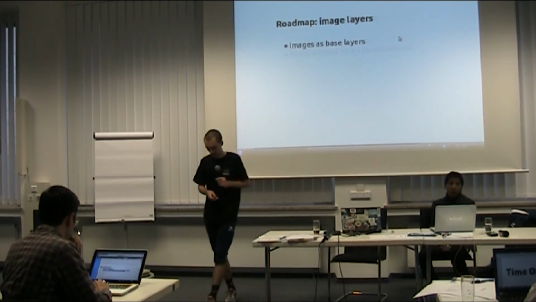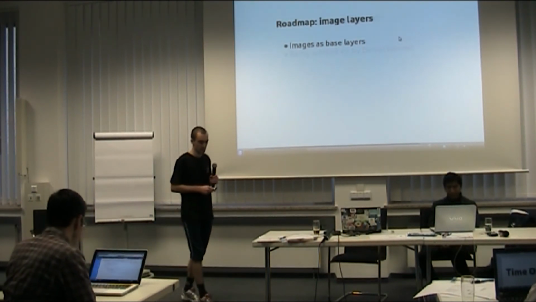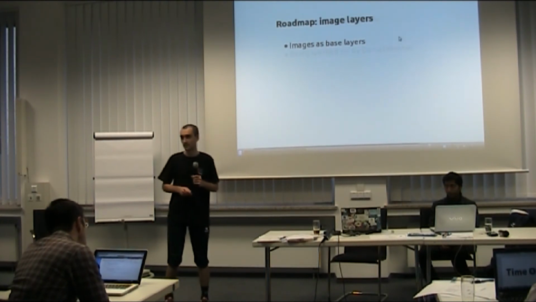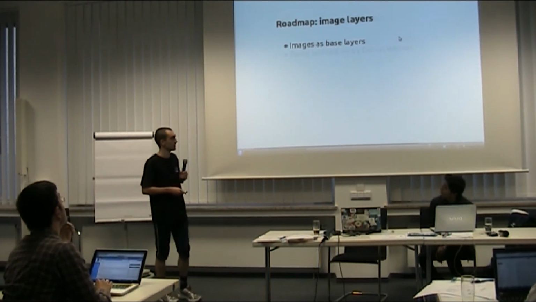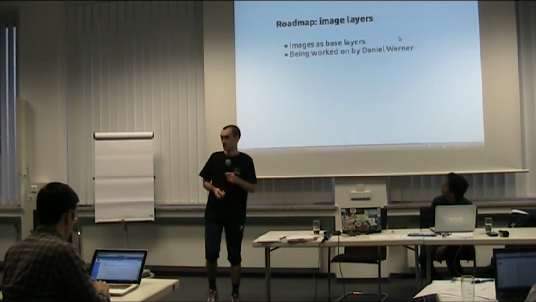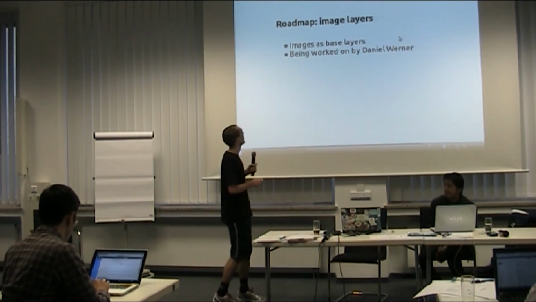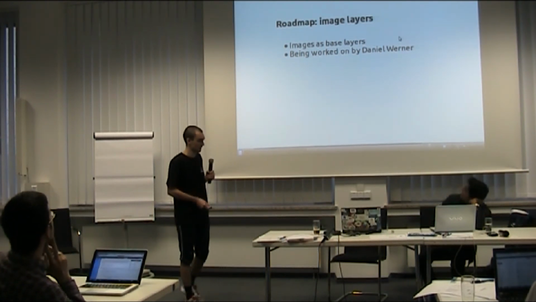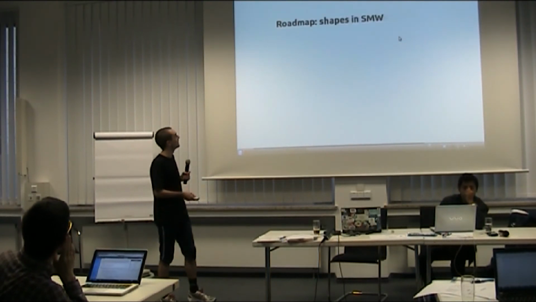On our roadmap are images as layers. This is something that's been there since version 0.6 or something, but only in a very experimental stage. It was really a proof of concept, and I suspect it's broken now because I didn't test it during the last releases. But great news here: Daniel Werner, who is also sitting here and will be giving a talk later about something, is working on this and has made great progress, I think, in getting this to a more usable state. So I hope this will be in one of the next releases.